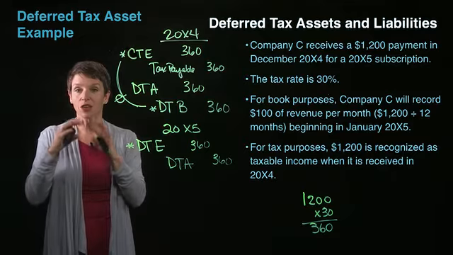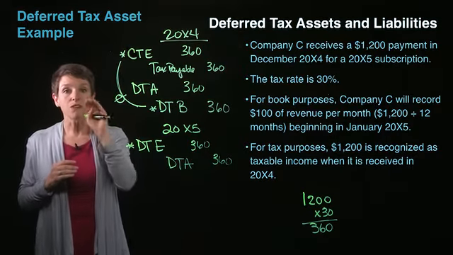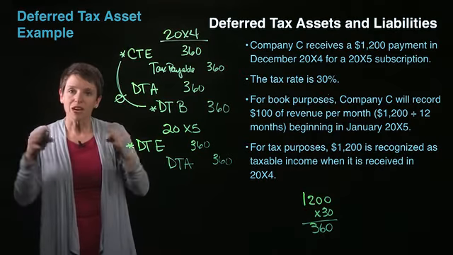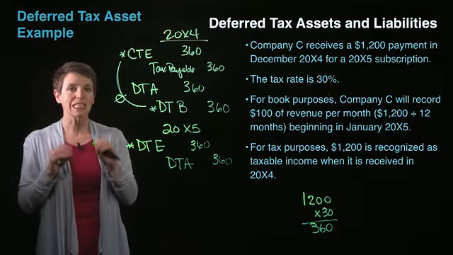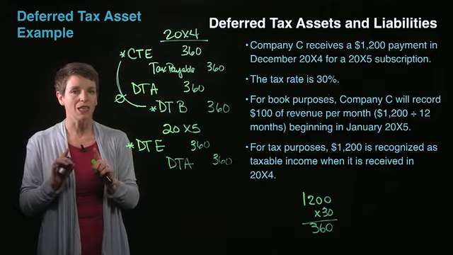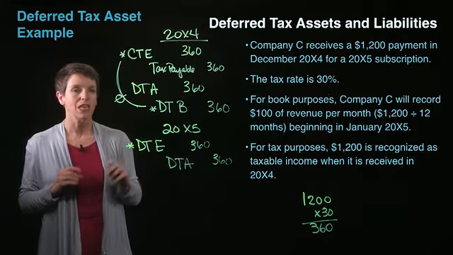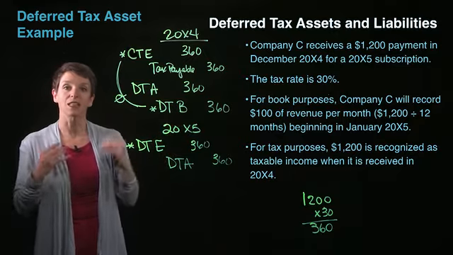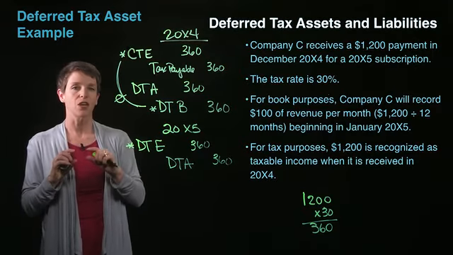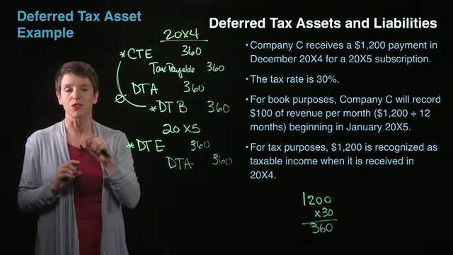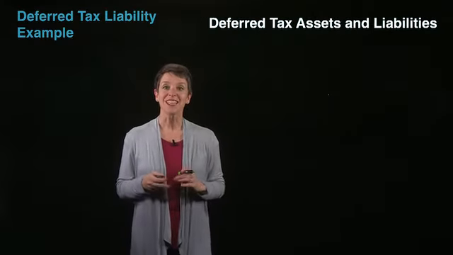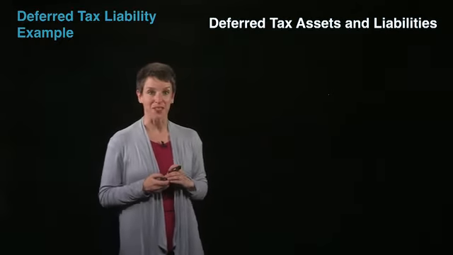So if we were to step back and look at our entire income statement, we see revenue of $1,200 and tax expense of $360. We've effectively matched the expense in the same period that we recognize the revenue for book purposes, even though we've already paid the tax in the previous year. This is what having a deferred tax asset allows us to do. We always want our income statement to reflect tax expense associated with the book revenues and expenses that we've recorded in the period. In this example, we'll see what happens when we have a deferred tax liability.